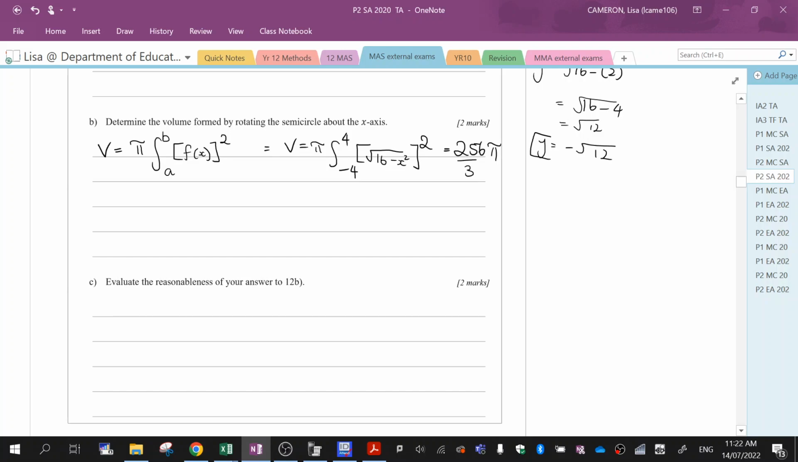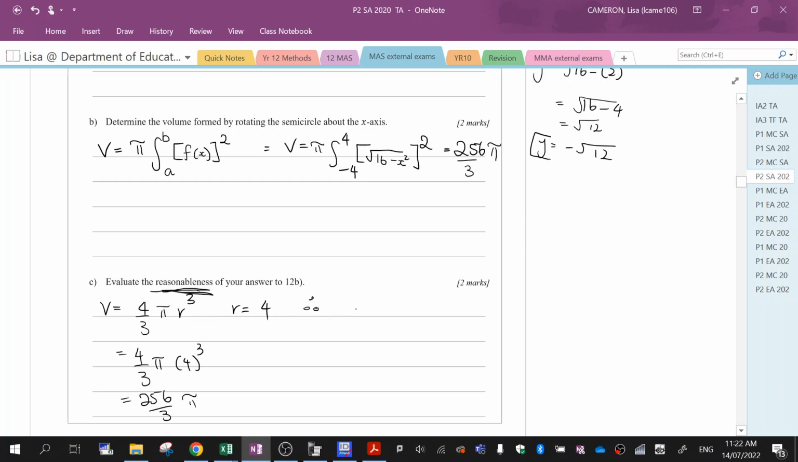Okay, next thing we're going to do, we're going to evaluate how reasonable our answer is. Now, your formula booklet has got a whole heap of mensuration formulas. So we're going to look at the volume of a sphere because that's what this would give us. Okay, so we already know that the radius is equal to 4. That won't change. So if I chuck this in, you'll see that if you enter that into your calculator, you end up with the same thing.